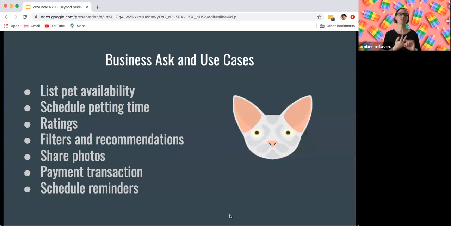We want to schedule some petting time. We want to be able to offer ratings of the pets, and of the pet petters. How did they go? Were they nice to our animals? Did they bring the animal back clean? Have some filters and recommendations, be able to share photos. So if you can imagine a pet sharing app and all of the possible business asks, here's that list of them.